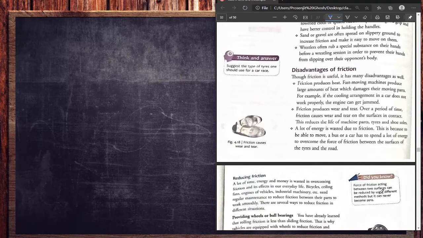Now coming to disadvantages of friction. Due to friction, heat energy increases or heat energy comes.